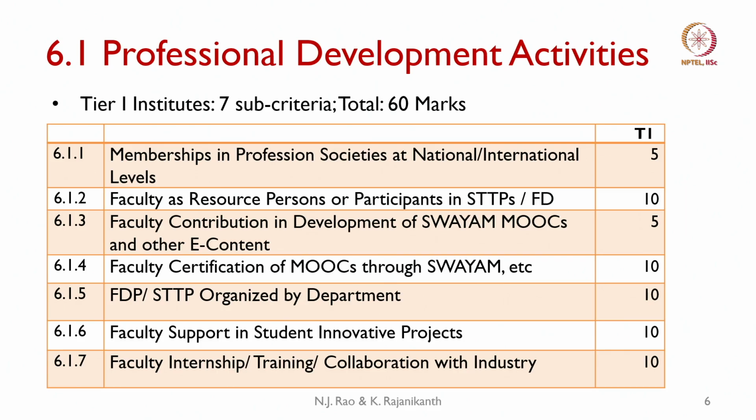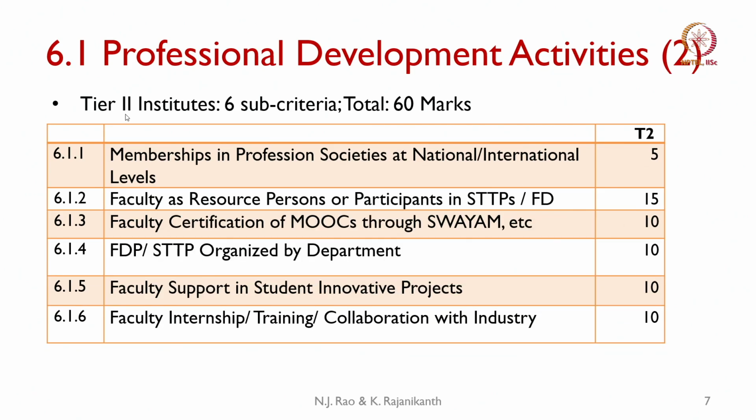Whereas in 6.1.4, faculty is participating in a MOOC through SWAYAM or NPTEL or any other such program and gets certified. So, 6.1.4 is participation to get certification. 6.1.3 is contribution as a resource person in the development. Then FDP, STTP organized by the department, the fifth criterion. Faculty support in student innovative projects, that is the sixth one. And faculty internship, training, collaboration with industry, another 10 marks. So these are the 7 sub-criteria for Tier 1.